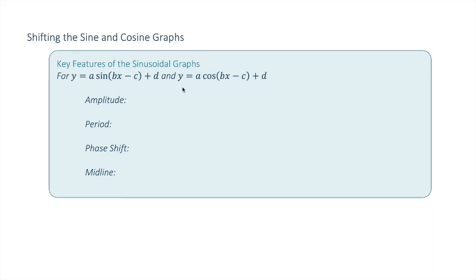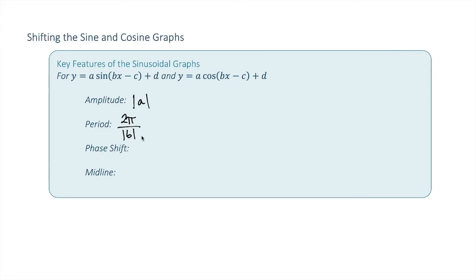Now, for both of these, we have some key features that all actually end up being the exact same, depending on whether it's a sine or cosine function. The amplitude is the absolute value of a. That's the magnitude of our scaling, or vertical scaling, for the functions. The period is 2 pi divided by the absolute value of b.